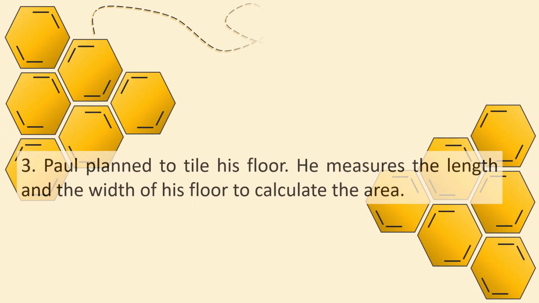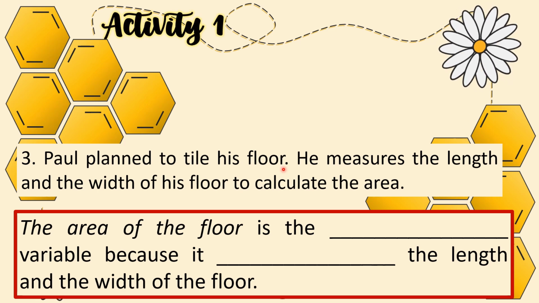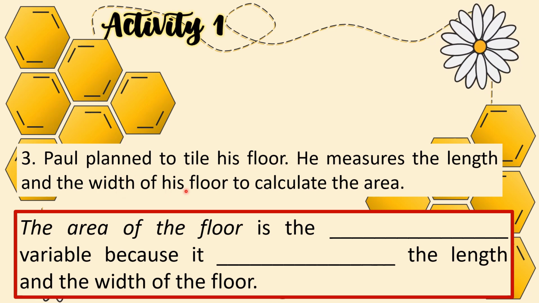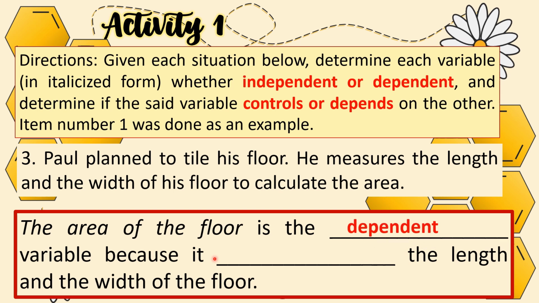Now let's proceed to number 3. Paul planned to tile his floor. He measures the length and the width of his floor to calculate the area. The area of the floor is the blank variable because it blank the length and the width of the floor. So, the area of the floor is the dependent variable because it depends on the length and the width of the floor.